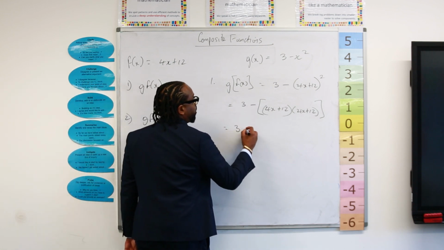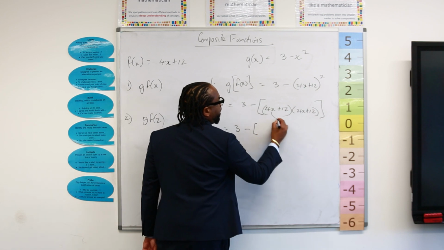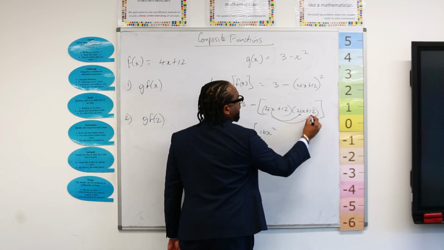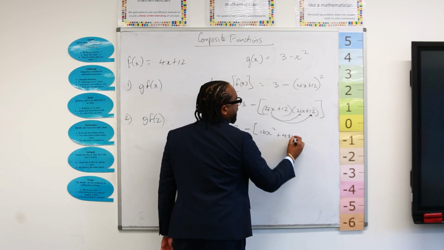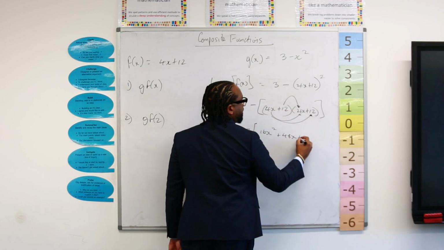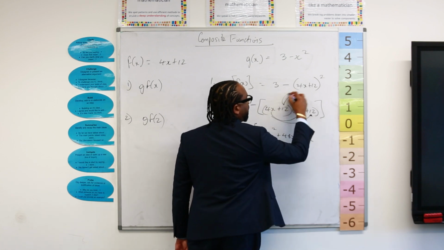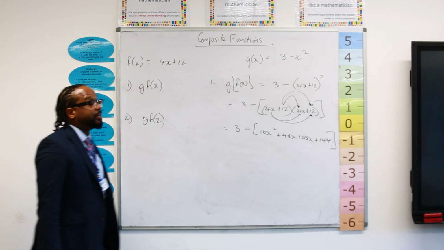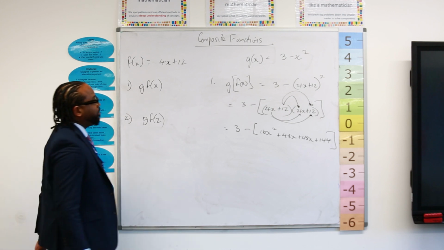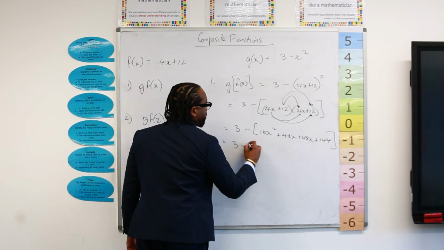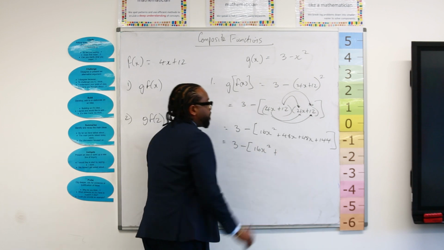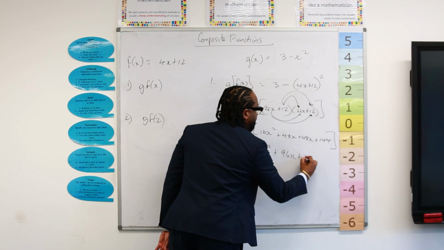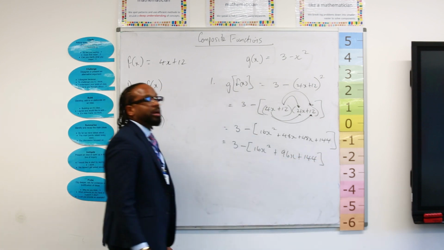It means it becomes 3 minus bracket: 4x times 4x is 16x squared, 4x times 12 is 48x, 12 times 4x is 48x, and 12 times 12 is 144. You close the bracket. So that is the expansion. Simplification: this is 3 minus square bracket, 16x squared, 48 plus 48 works out to be 96x, plus 144, and I'm going to close my bracket.